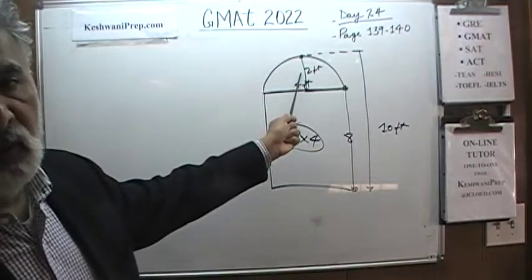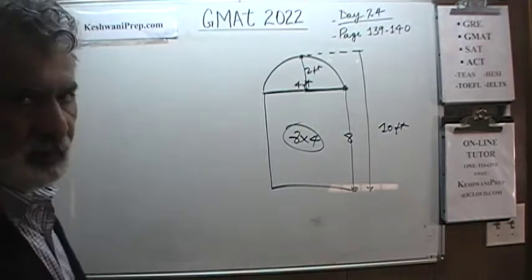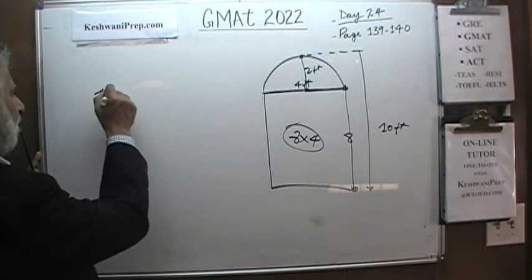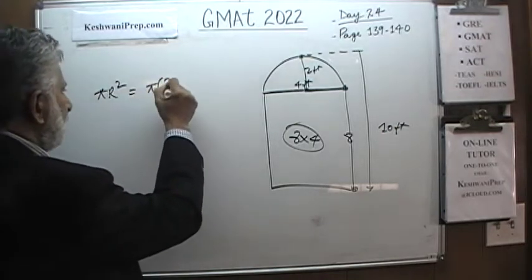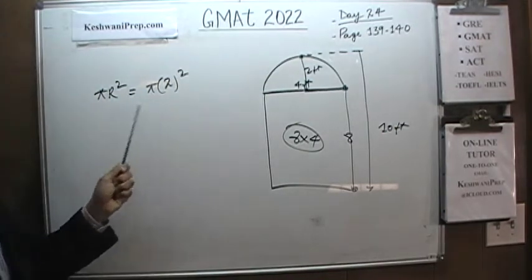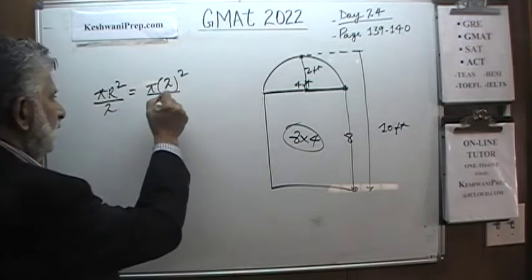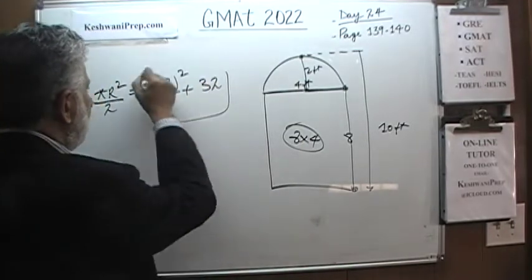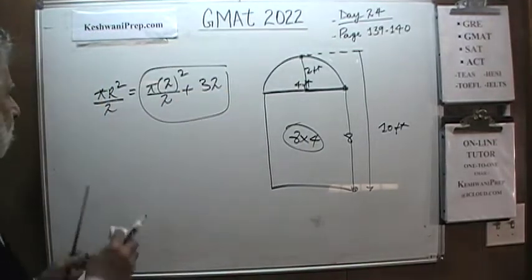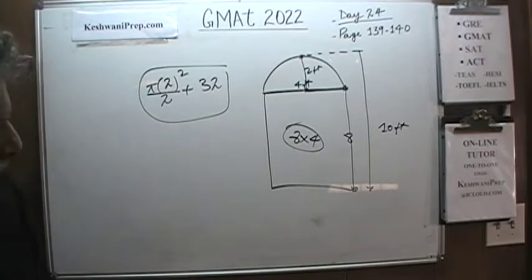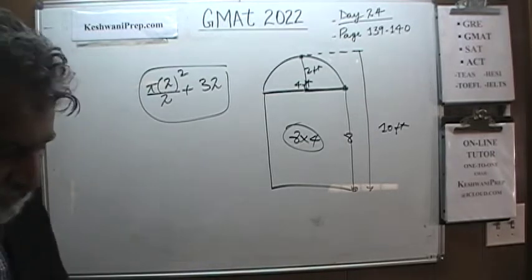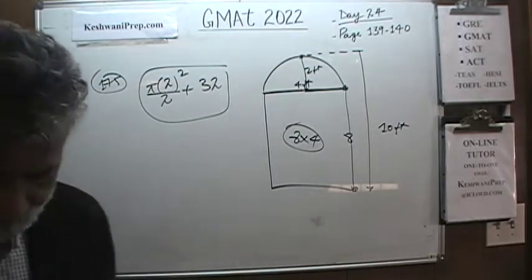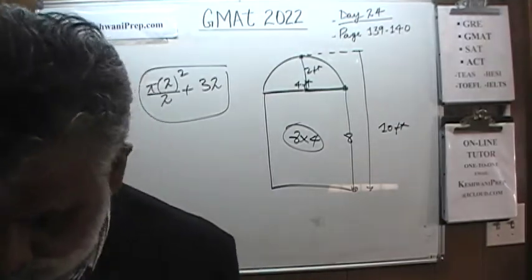We just have to figure out the area of the circle and take half of it. Area of the circle, which has a diameter of 4 feet, that's pi r squared. And that represents the area of the entire circle. We want half of it. That part plus 32 represents the area of the window. That's all. That was number 175. Let's move on. 176, let's see what it has to say.